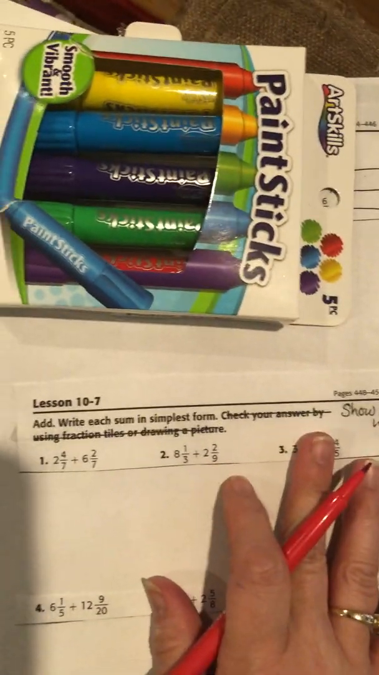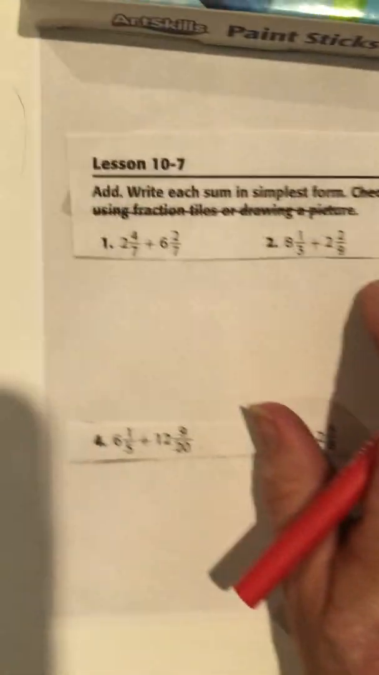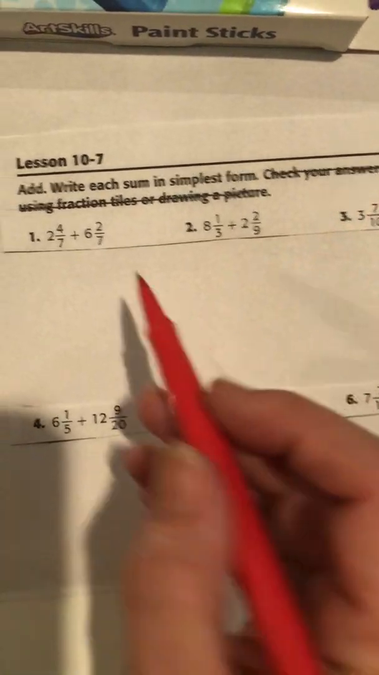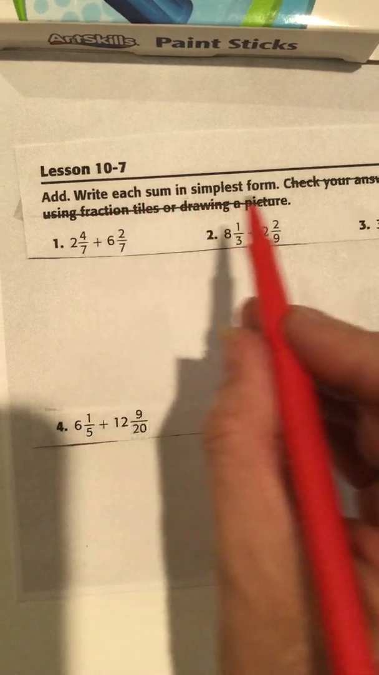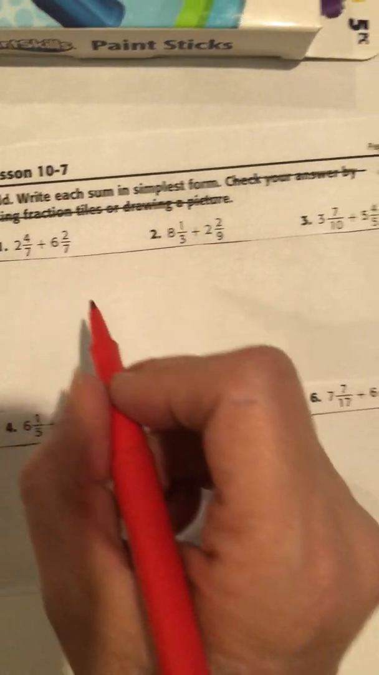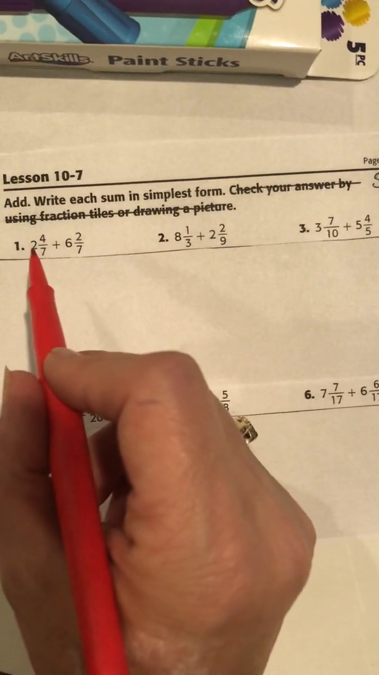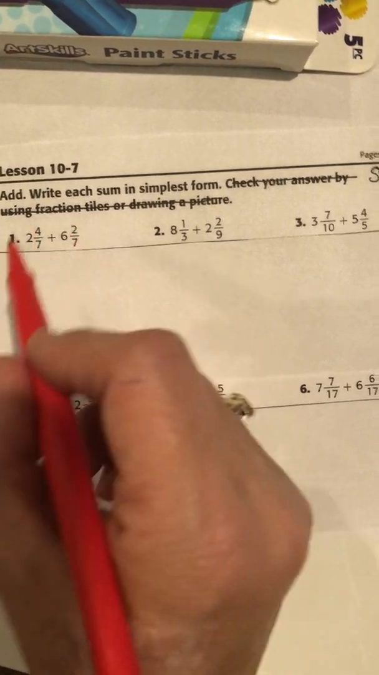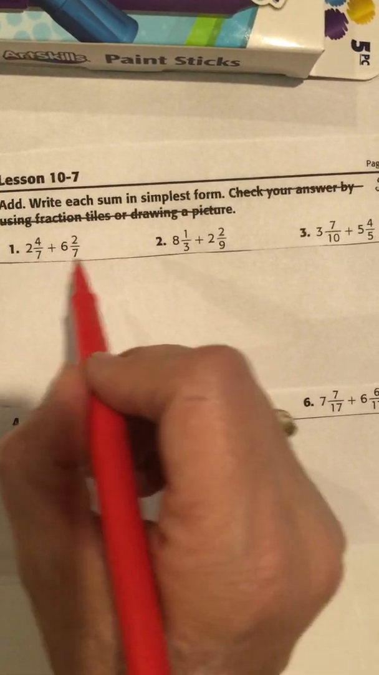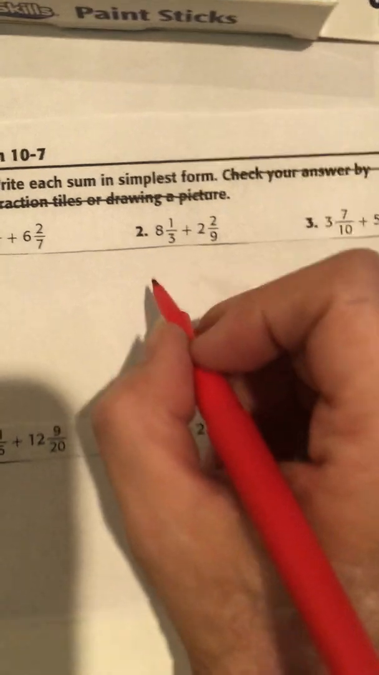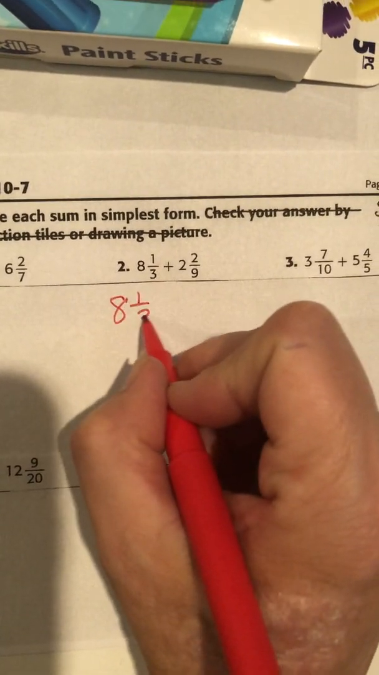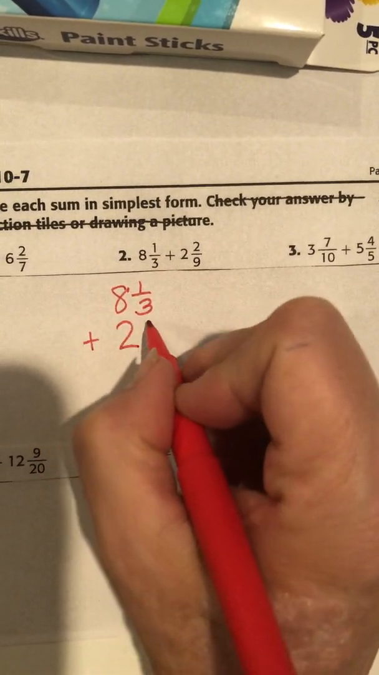All right. So now this one, it's getting a little bit harder. Write each sum in simplest form. So, let's see. This is going to be a little easier, so I won't do this one because you have common denominators, but let's try this one. So we have 8 1/3 plus 2 2/9.